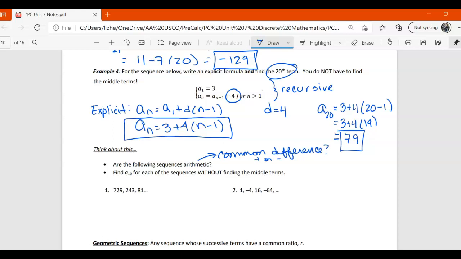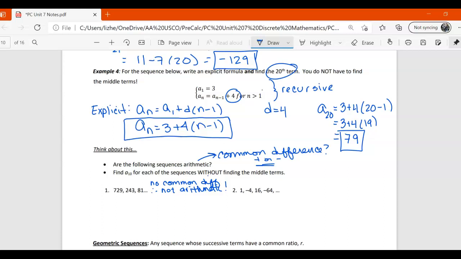Adding or subtracting. That's what we're looking at. And if you play with your calculator and those numbers a little bit, you can see there is no common difference here. So therefore, not arithmetic. But let's see if we can find A10 anyhow.